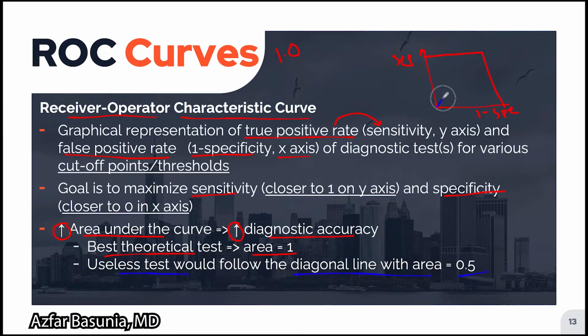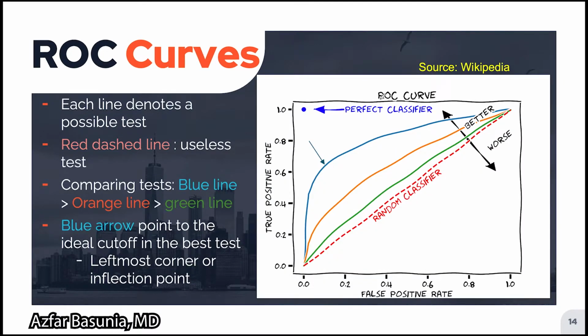So a useless test will look like this. A useless test is also called a random classifier because it is similar to tossing a coin. This is useless because guessing will produce similar results as administering the test. In this slide, we can see several ROC curves where each of these lines represents a diagnostic test. Note that the red dashed line is a random classifier or the useless test.